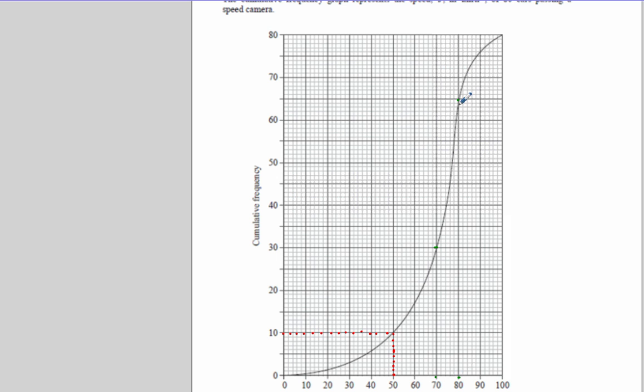Let's see. And therefore, how did they get 34? Oh, actually, do you know what? It doesn't quite connect with that point. It connects more with this one, that's why. So that's how they're getting 34. Because see, 70 connects up with 30 cars, and 80 kilometers per hour as a speed connects up with 64 cars. And 64 cars, so the difference between these two vertically, this distance here would be 64 minus 30, which is 34. That's how they got that 34 there.